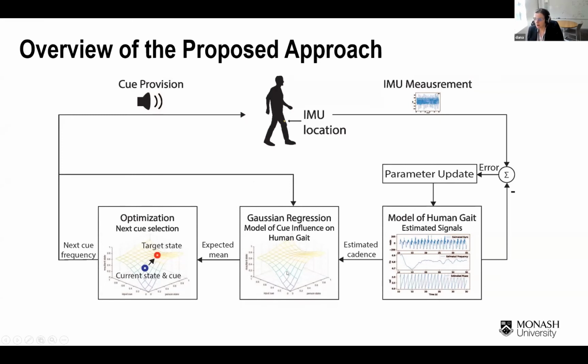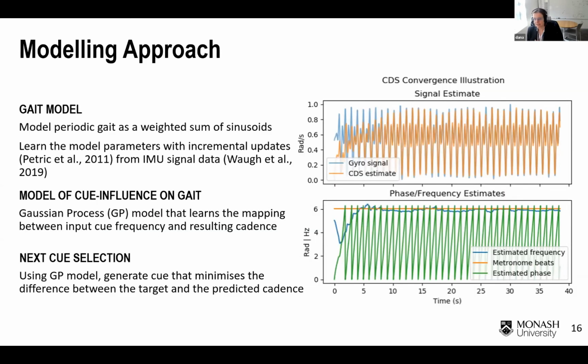Now, once we have this model, we can use model-based optimization to select the next cue. And so we then use that to generate the cue. And we want to run this entire loop online so that we can be continuously learning the model and adapting to each individual user, as well as to any changes in the user responsiveness over time. So let's look at those three components in a little bit more detail.